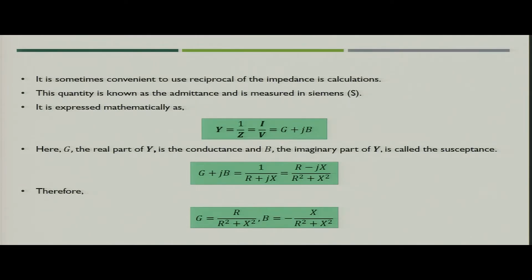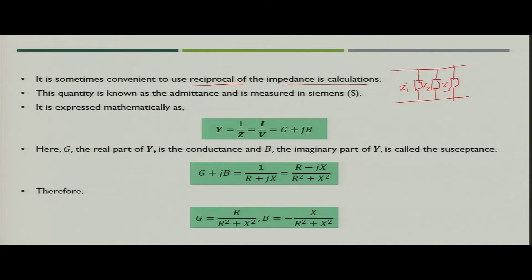Now, sometimes it is convenient to use the reciprocal of impedances in calculation. This happens specifically when you have parallel connected circuits, like if you have impedances connected in parallel like this. So, if it is Z1, Z2, Z3, the equivalent impedance, if you have to find out, it is better to take the reciprocal of impedances.